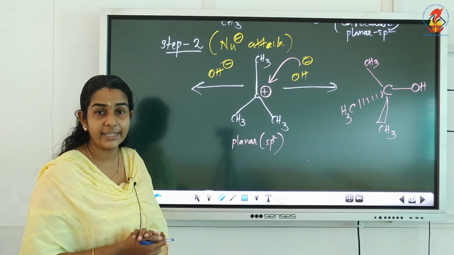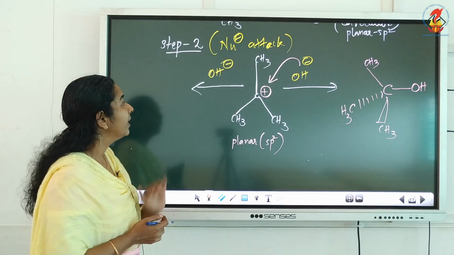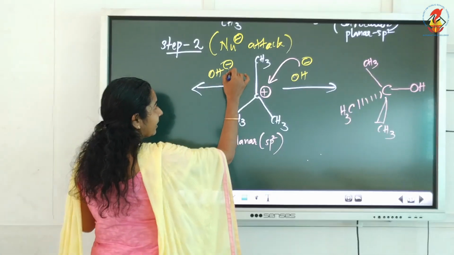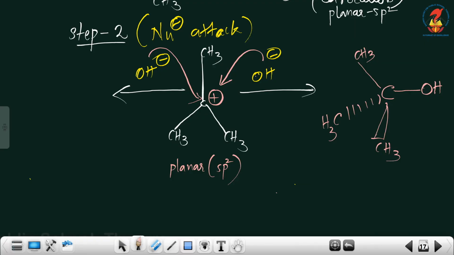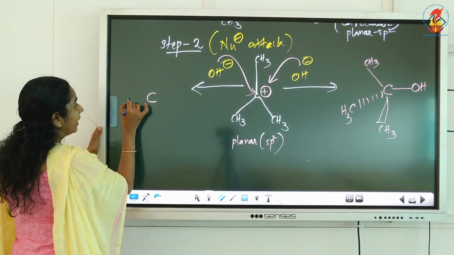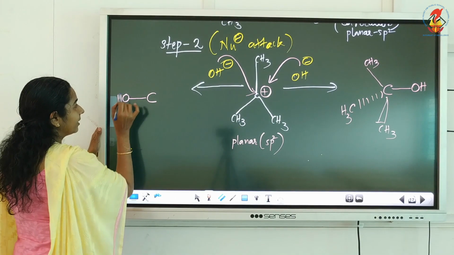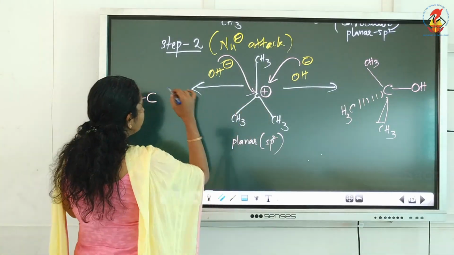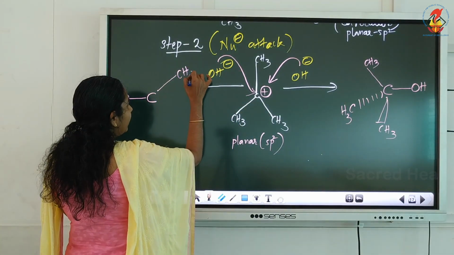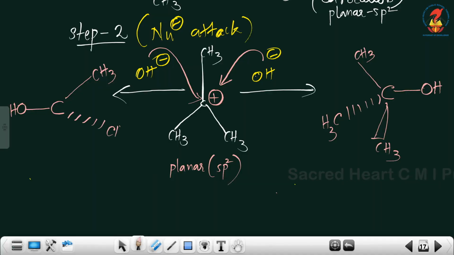Now on this carbocation, as we said, the nucleophile can attack from either side. Equal possibilities are there because it is planar. Now if the nucleophile is attacking from the left side, how will it be? The carbocation is this, and the OH is attacking from this side. So where will be the new C-OH bond? Yes, on the left hand side, and the three other groups go back to three different planes.